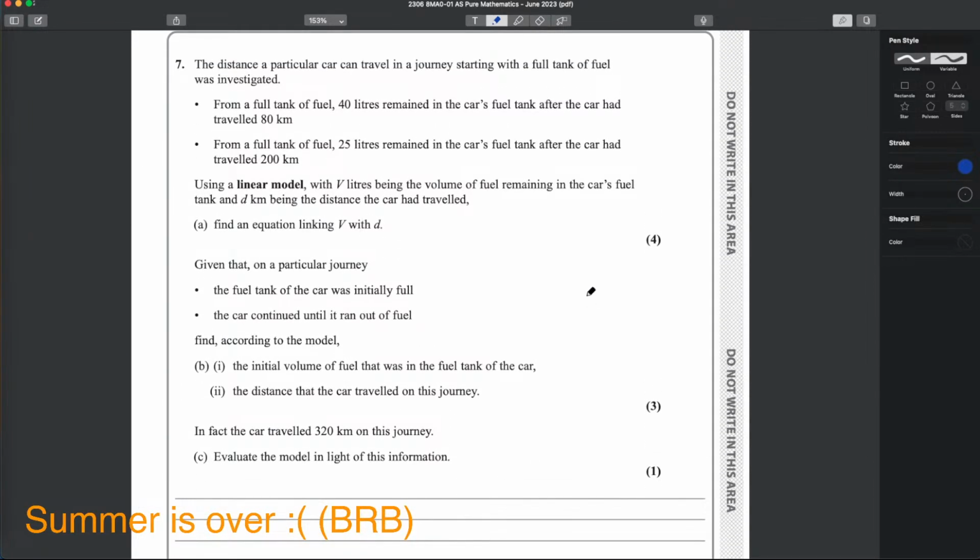Question 7. The distance a particular car can travel in a journey, starting with a full tank of fuel, was investigated.